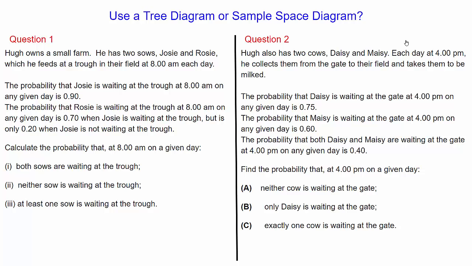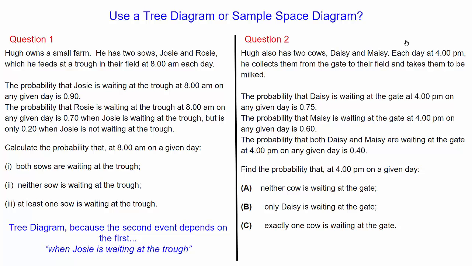Next one, we've got 2 questions here. The question is, can you or should you use a tree diagram or a sample space diagram for each one? So read question 1, then read question 2 and decide what you're going to use and why. So your answers are, for question number 1, you're going to use a tree diagram because the second event depends on the first one. There's that wording in there, when Josie is waiting at the trough. So the second probability depends on what happened first time around. Question number 2, the answer is sample space diagram because we've got no indicated order of events.